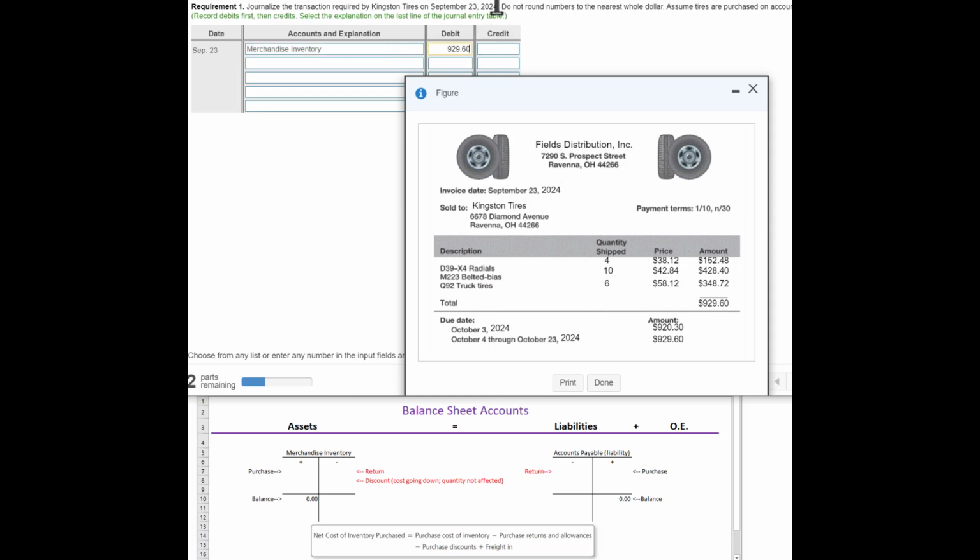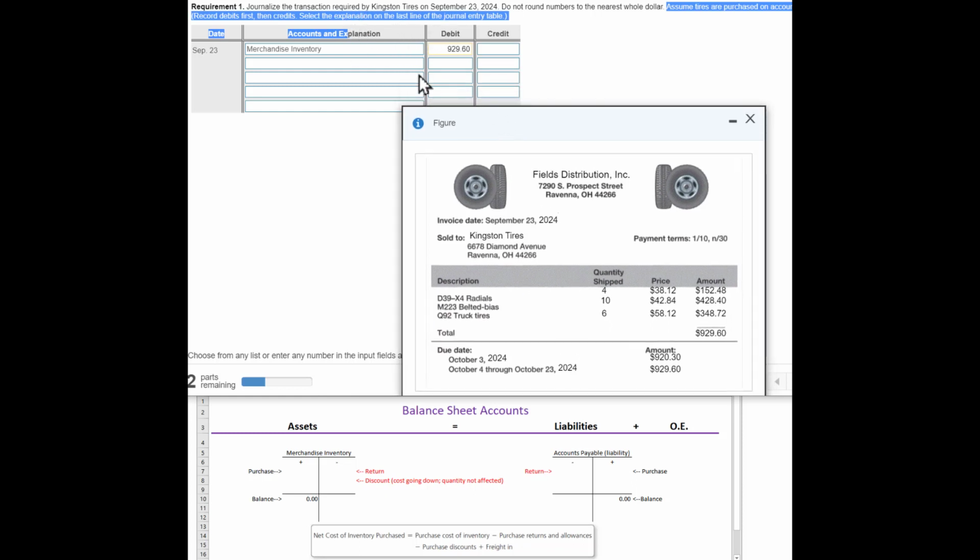$929.60. Now notice it says do not round numbers to the nearest whole dollar. So we're trying to be realistic. If there's 60 cents, we're going to have to pay the 60 cents. Assume tires are purchased on account, record debits before credits, and select the explanation on the last line. All right, so we bought these on account. How can we tell that we bought these on account? Because it says payment terms.